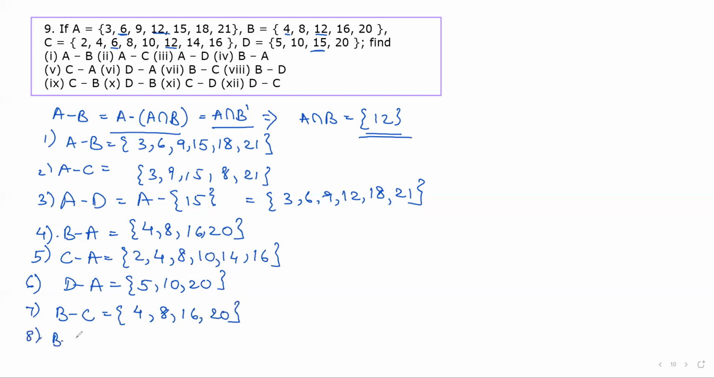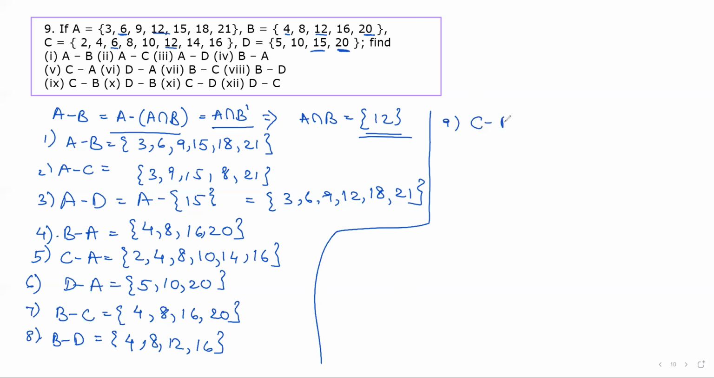8th. B minus D. Subtracting D elements from B. Now here you have 20 common. That's it. You do not have anything else in common. So it will be 4, 8, 12 and 16. You've removed 20 because it's common between B and D. Next. C minus B. Between C and B, you have 8 common.